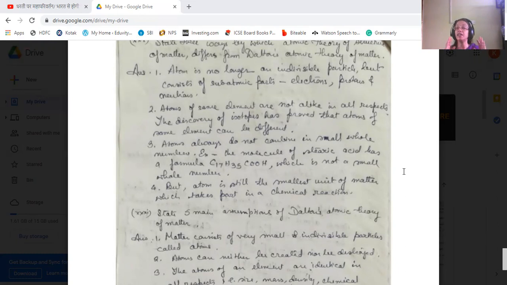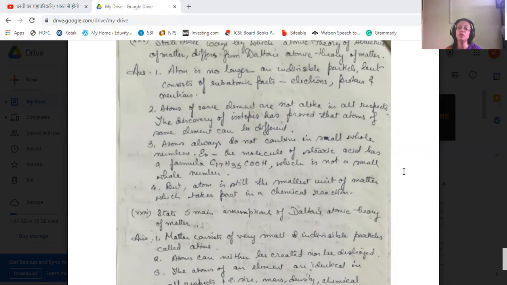Second point, atoms of the same element are not alike in all respects. He said that the atoms of a single element are all alike. But the discovery of isotopes has proved that atoms of the same element can be different.